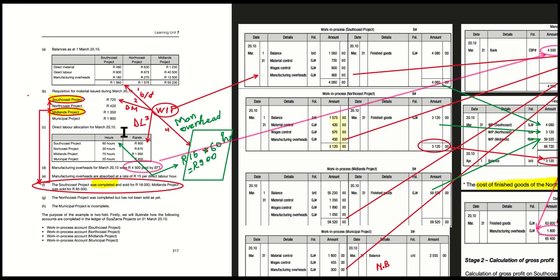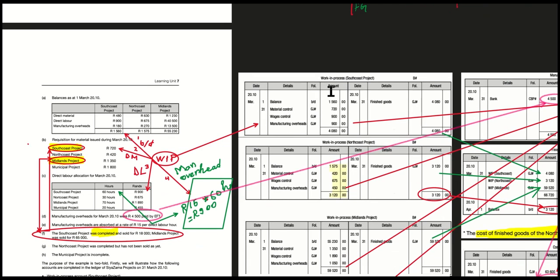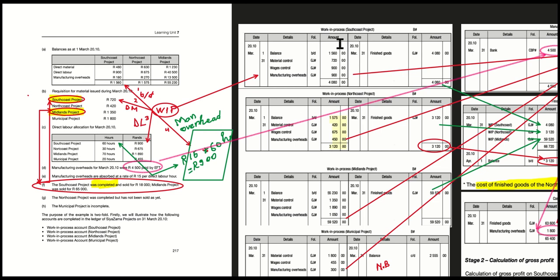So this total is quite useful when we're going to look at this first account. So we're going to jump straight into the work in process account, right? So for example, for South Coast, so the work in process for the South Coast project, if you look at the balance on the 1st of March, what you see is that total of direct material, direct labor, manufacturing overhead, which totals 1,560. And that is there, right? Requisition for material issued during March.